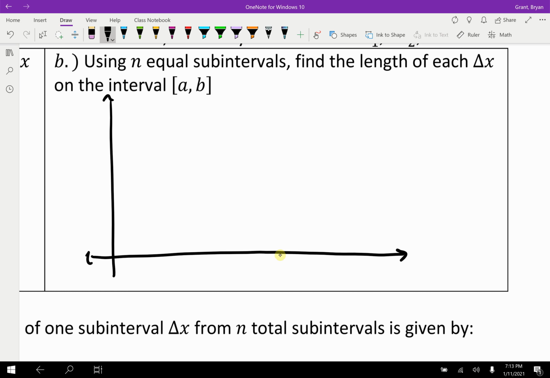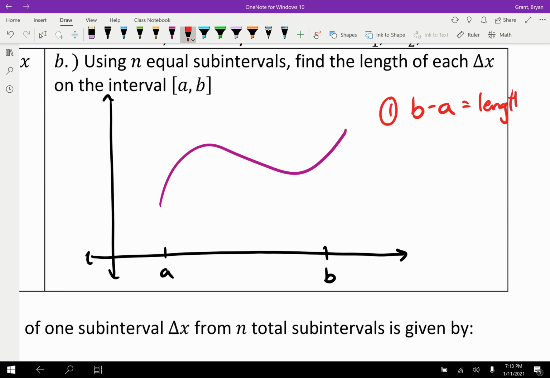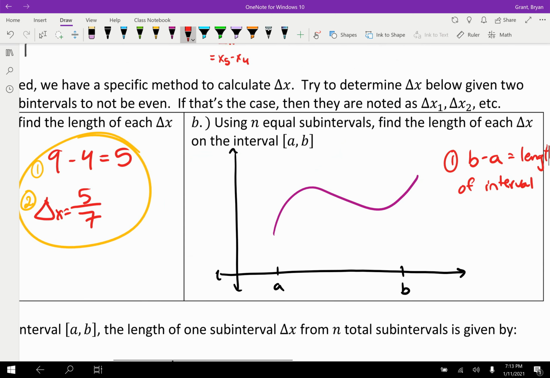We have an interval from a to b. We have our usual curvy curve. Okay? And the question is, we want to use n equal subintervals. Then find the length of each delta x. Well, if there are going to be n subintervals, the very first thing we need to do is figure out how long the interval is. And that means we need to do b minus a. That's going to be, if you wanted to label it, the length of the interval, right? In the previous problem, the length of the interval was 5. It's the total distance.